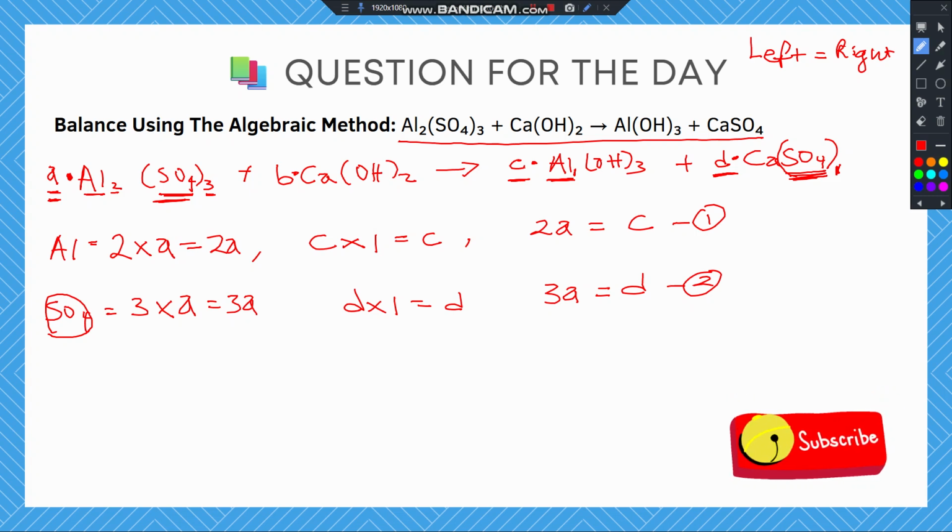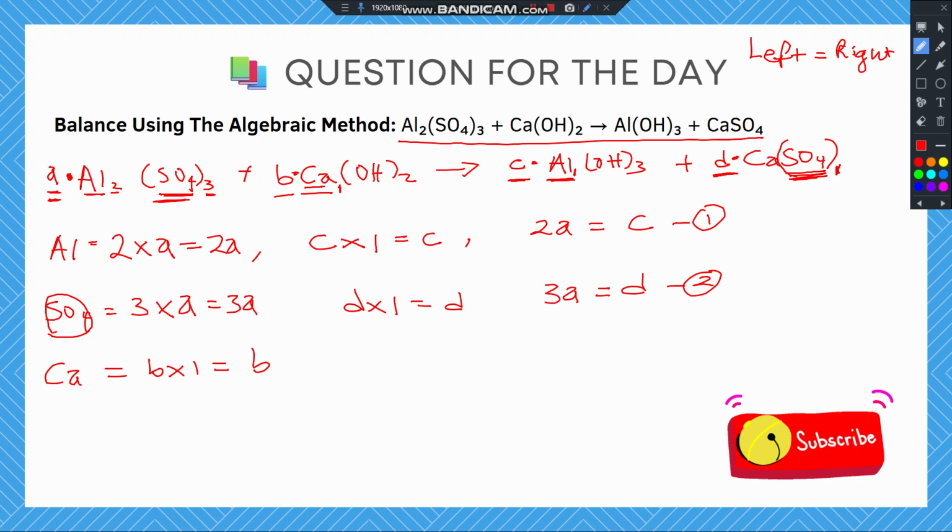The third element that we have is the element calcium, Ca. Calcium appears just once on the left hand side. You can see over here calcium has a subscript of 1, even though that 1 is not shown physically, and a coefficient of the letter B. So the number of times that calcium appears is given by B multiplied by 1, which gives us B.